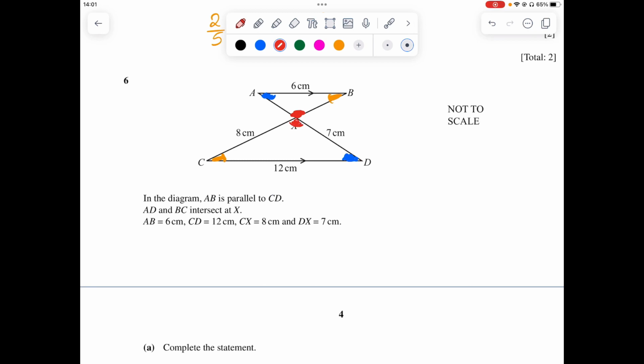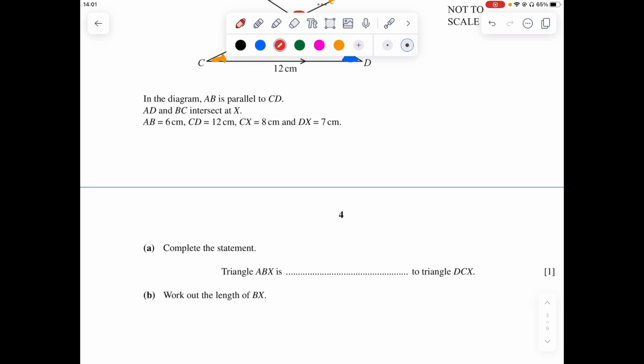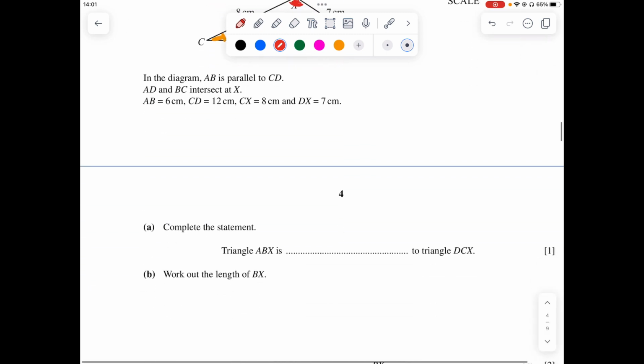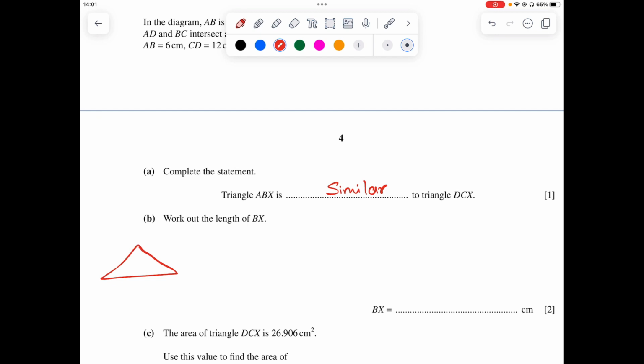AB is 6, CD is 12, CX is 8, and DX is 7. Complete the statement. In the triangle ABX, we can see that all three angles are equal, so therefore triangle ABX is similar to triangle DCX. So what am I going to do? I am going to draw the triangles again.